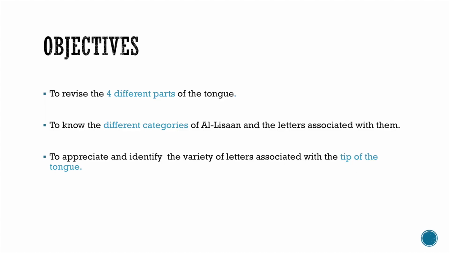Assalamu alaikum. In this lesson, we will continue to cover Lisaan. The lesson objectives are: number 1, to revise the 4 different parts of the tongue. Number 2, to know the different categories of Lisaan and the letters associated with them. And finally, to appreciate and identify the variety of letters associated with the tip of the tongue.